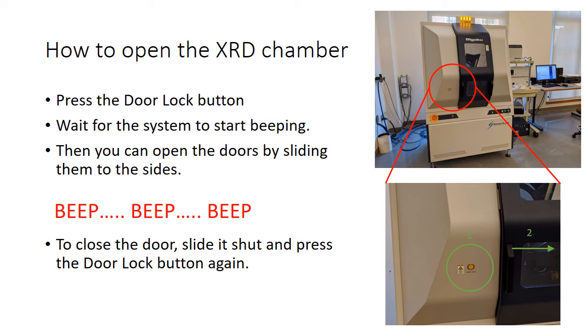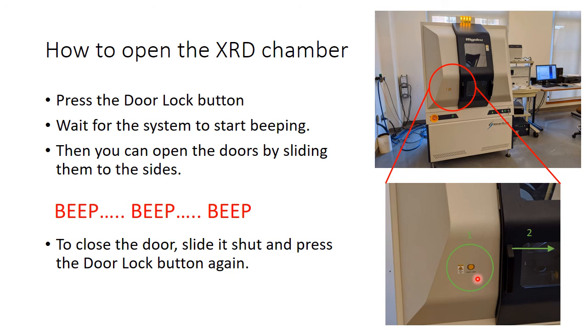And so the next thing that you're going to have to do is follow those instructions and actually open up the chamber and start to put in the correct optical components. To open the X-ray diffraction chamber, you're going to push this button here. I've got it blown up down in the bottom. It's the door lock button. So when you push that button, the system will have one long beep, and then that will be followed by shorter beeps. They are pretty annoying. You're just going to have to get used to them.